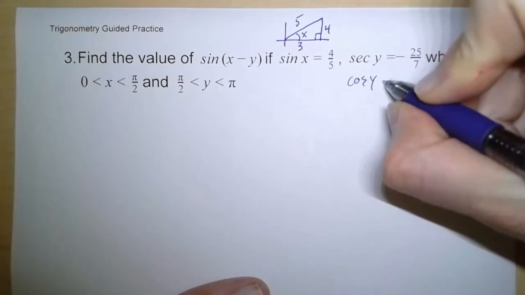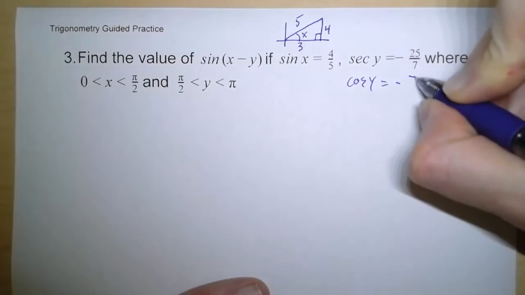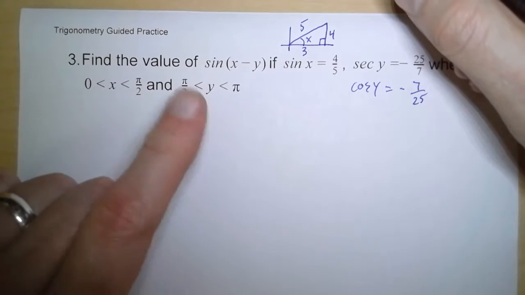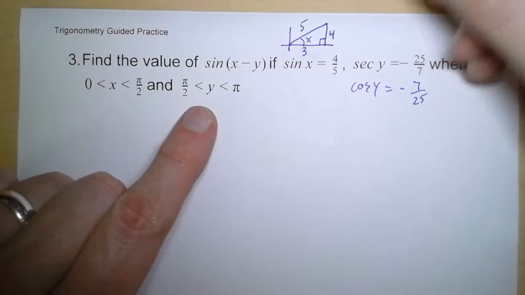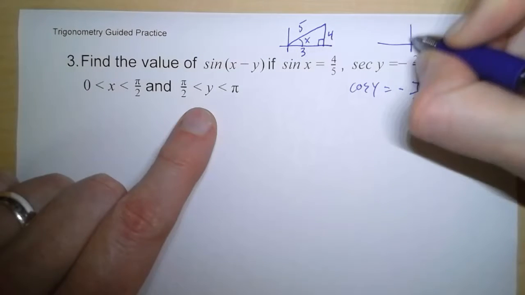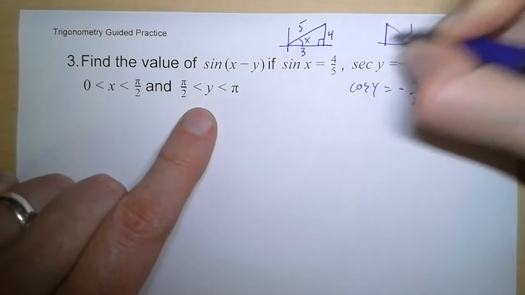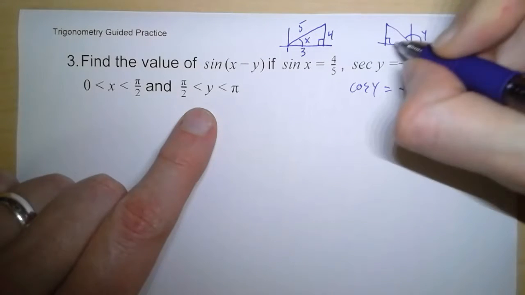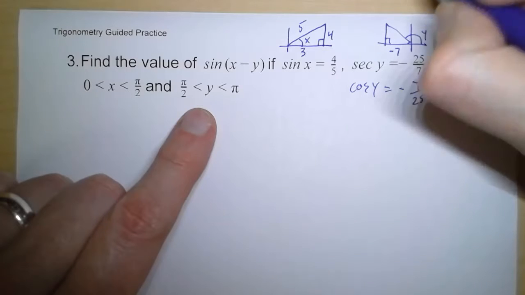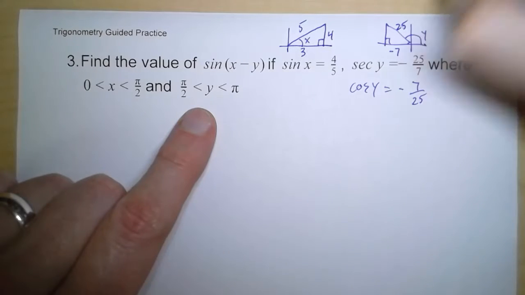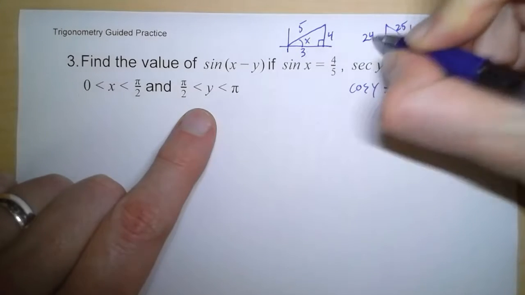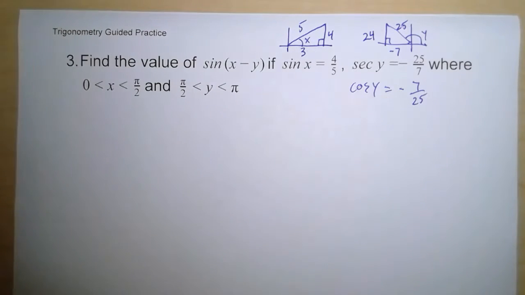Now for y, they give us that secant of y is negative 25 over 7. But let's think of this as cosine, the reciprocal. That's negative 7 over 25. Now, y is in the second quadrant. But if we draw a reference triangle over here, for cosine, the adjacent side is negative 7, the hypotenuse is 25, and using Pythagorean theorem, the opposite side is 24.